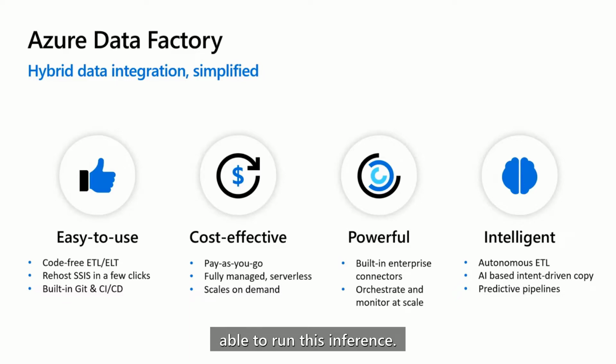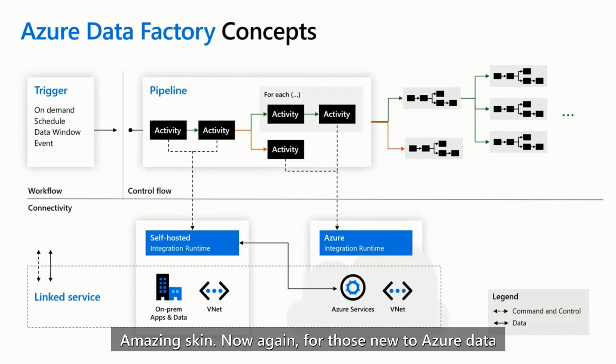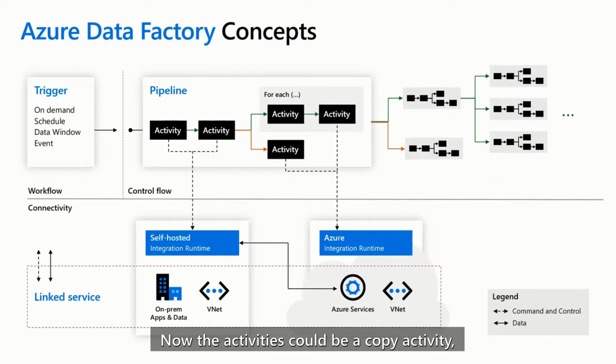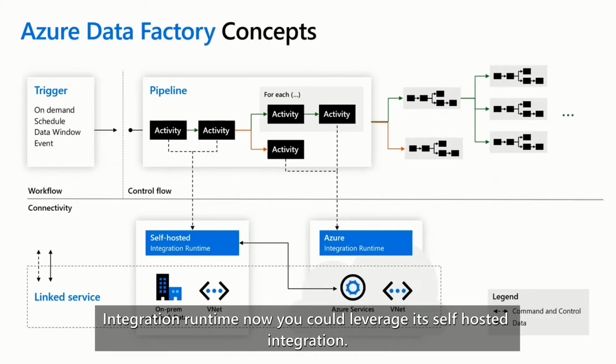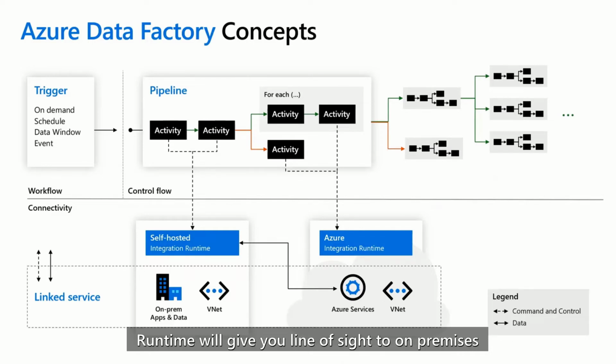Now, again, for those that are new to Azure Data Factory, this quickly summarizes some of the concepts that many of you are familiar with, whether it's pipelines, being a grouping of activities. Now, the activities could be a copy activity, it could be a data flow activity, and having some of this activity running on an integration runtime. Now, you could leverage a self-hosted integration runtime, which gives you line of sight to on-premises data sources, or data sources that are in your VNet, or the Azure integration runtime that will spin up for you that allows you to connect to many of the Azure services.